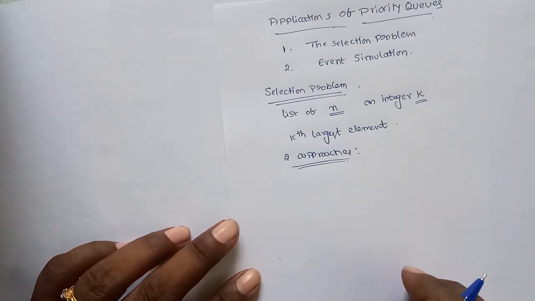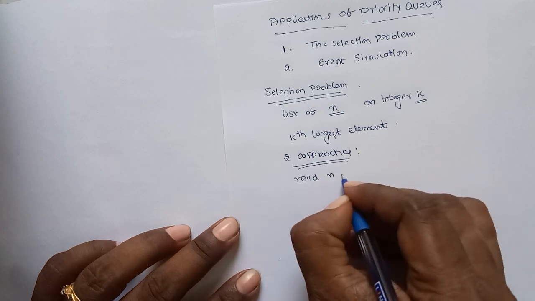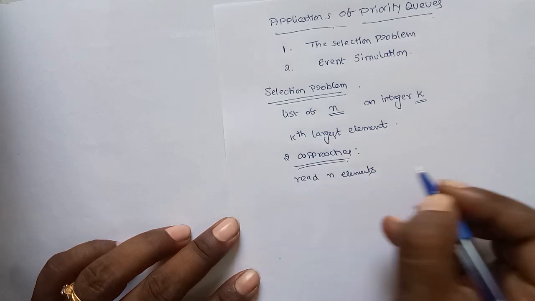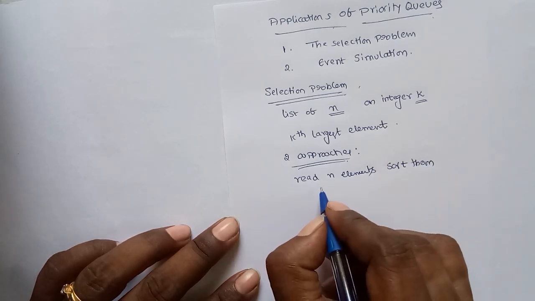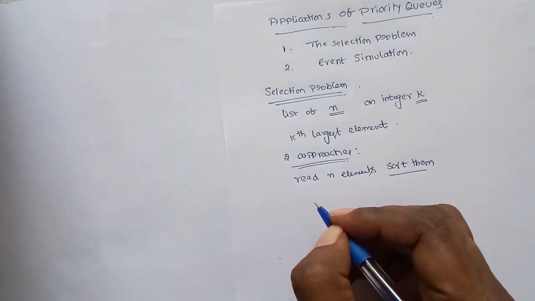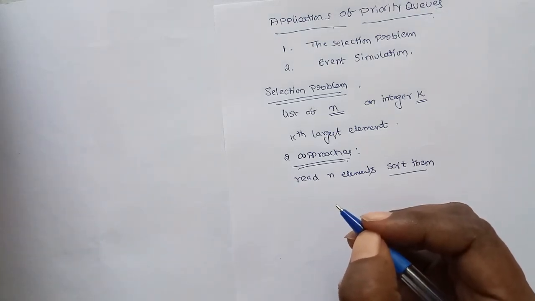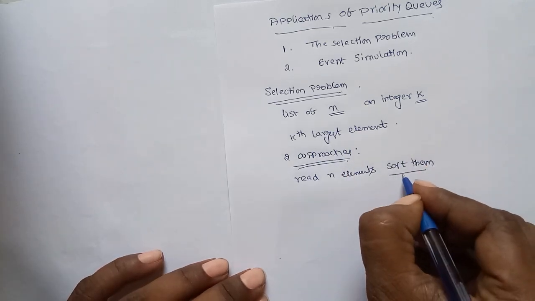So what is the first approach? The first approach is simply to read n elements into the array and sort them. Simple approach. Suppose you sort in either ascending order or descending order, depending on your choice. Simply, we know the position.